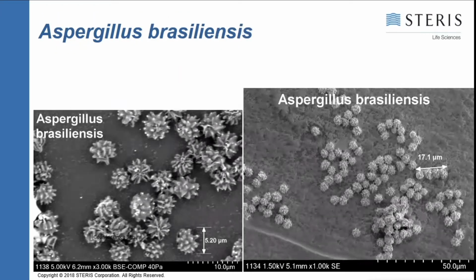This is what they look like on carpeting, my little conidia spores all across the carpet, and you can see a close-up of them here. And again, that's the mature phase of the Aspergillus spore.